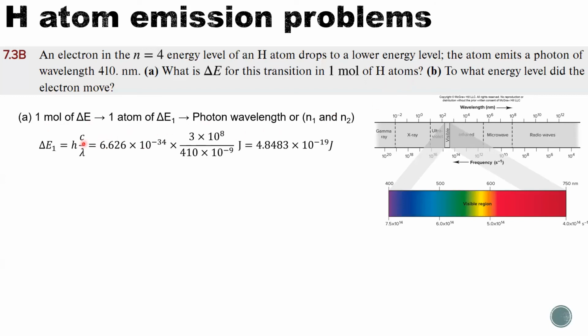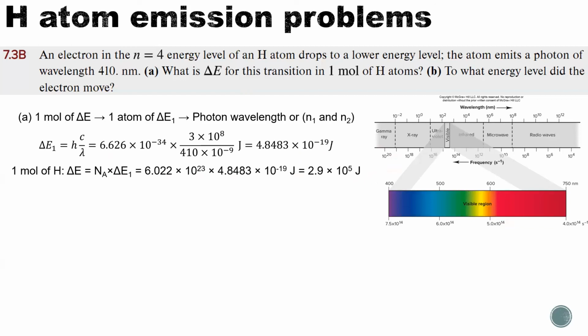So we can use the energy equation to calculate the light. Delta E equals hc over lambda. Plug in all the numbers. Remember to convert every unit into meters. So 410 nanometers equals 410 times 10 to the negative 9 meters. The unit for energy should be in the basic or derived SI unit, which is the joule. Plugging in all the numbers, you get 4.8483 times 10 to the negative 19 joules. For 1 mole of hydrogen, use that energy difference for 1 atom times Avogadro's number, and what you get is 2.9 times 10 to the 5th joules per mole of hydrogen.